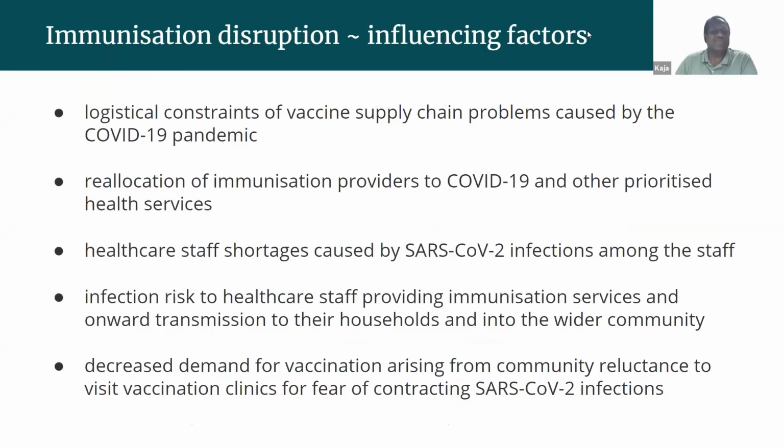Thanks, Mark. So with respect to the immunization disruptions, there are constraints from both the supply side as well as the demand side. On the supply side, for example, there are logistical constraints in the vaccine supply chain, reallocation of immunization providers to COVID-19 services, healthcare staff shortages because of SARS-CoV-2 infections among the staff, and also infection risk from the healthcare staff onto their households, their families, and the wider community. All of these things really impede the supply side.